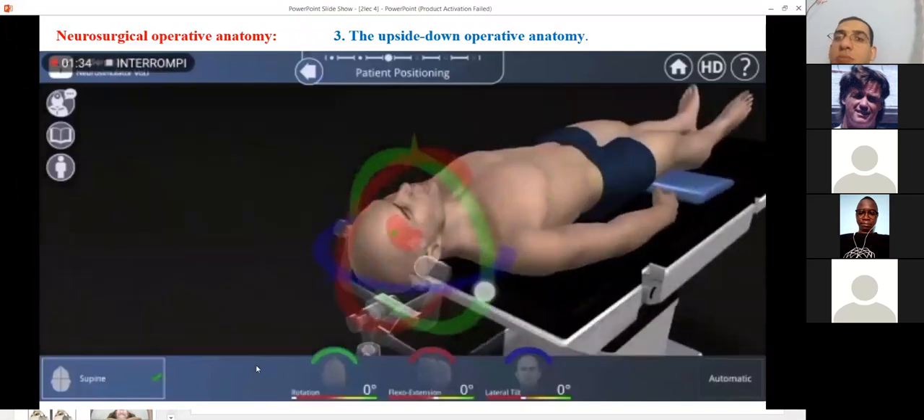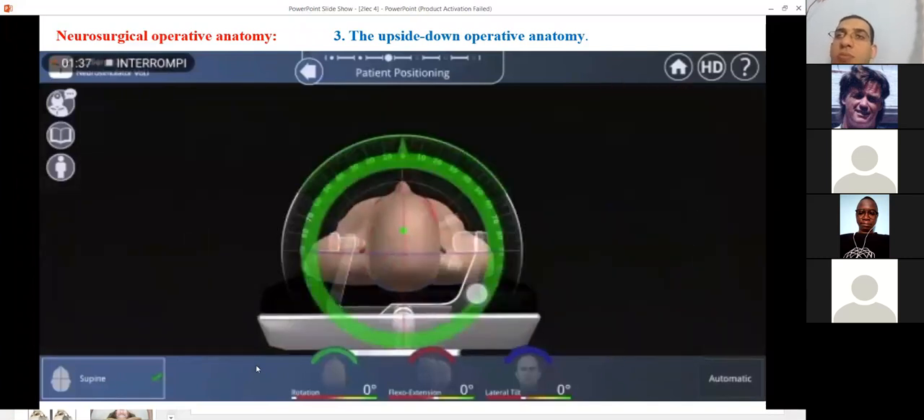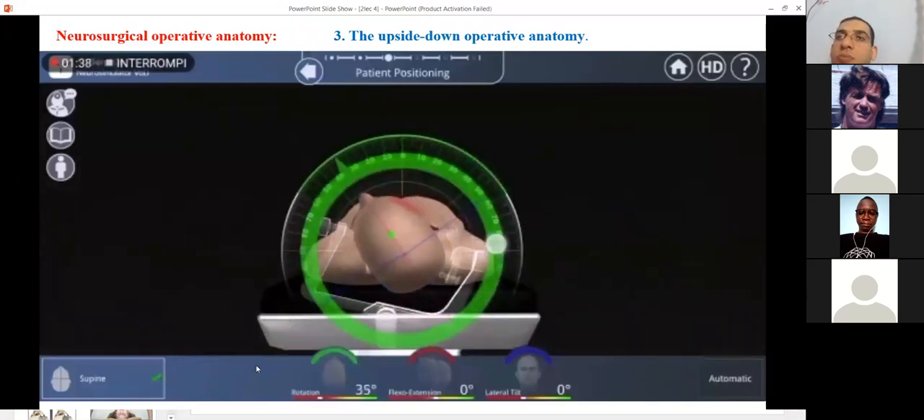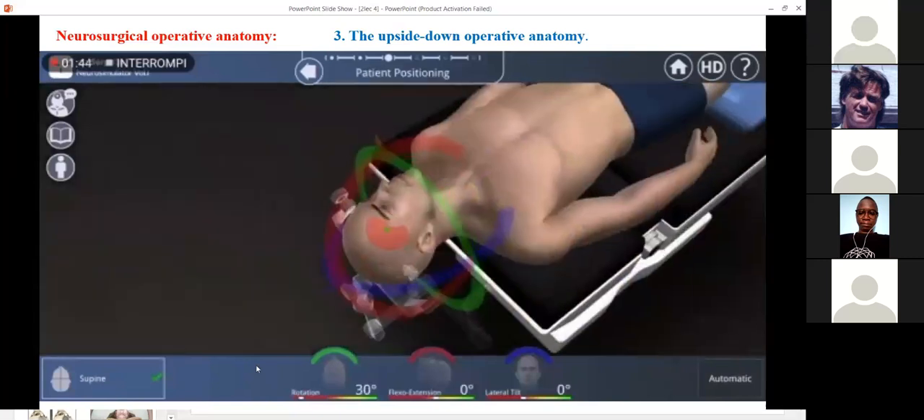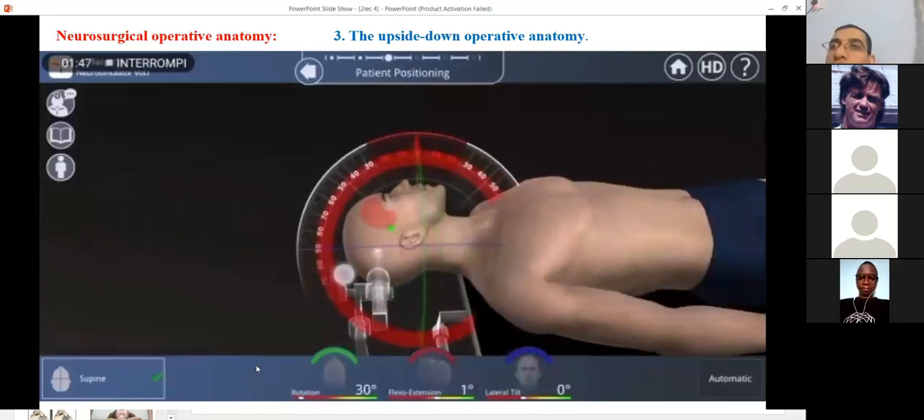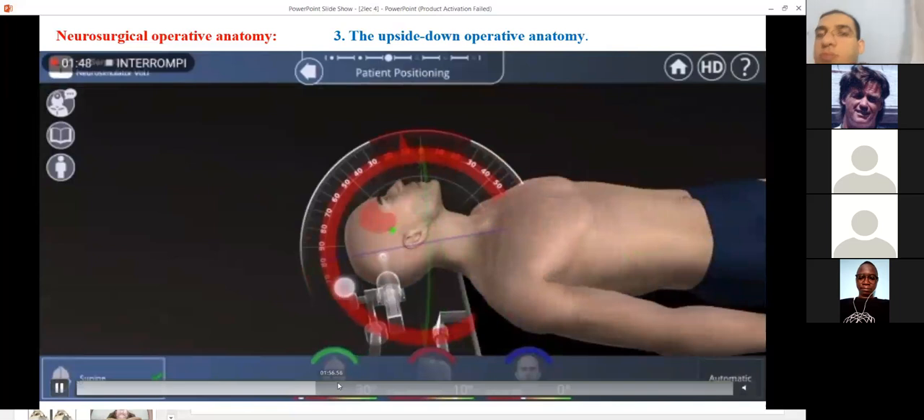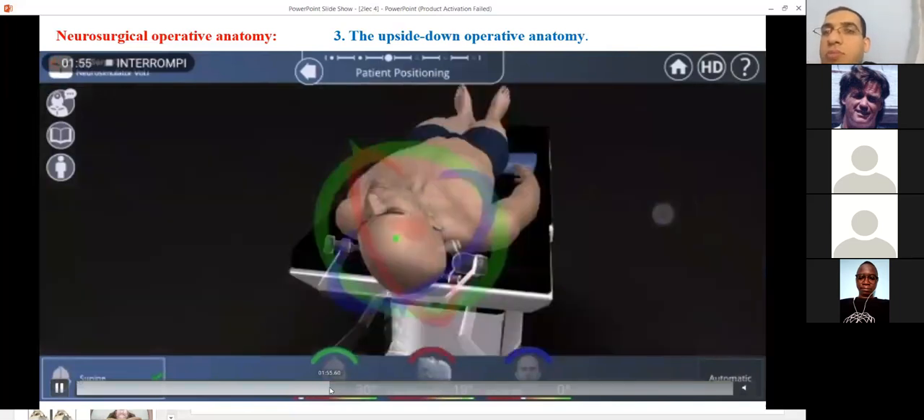Imagine how the anatomy will be when it's inverted. And this is the cause, because we put the patient in a certain position that changes the anatomy for you. That's the surgical step demonstrated in this video.